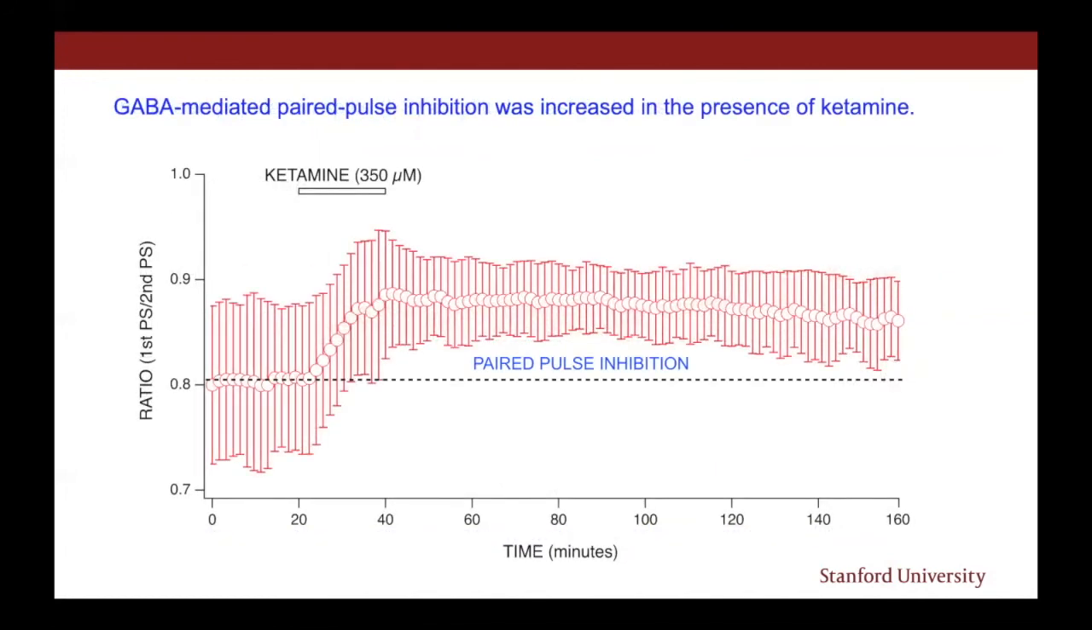As you can see from this slide, there seems to be an increase in GABA-mediated inhibition in the presence of ketamine. So during baseline, the paired pulse inhibition ratio, which is calculated by the amplitude of the first population spike divided by the amplitude of the second population spike, was approximately 0.8. However, after ketamine application, this ratio increased to almost 0.9, which indicates an increase in GABA-mediated inhibition in the presence of ketamine.